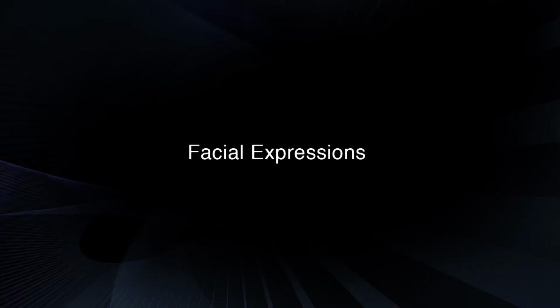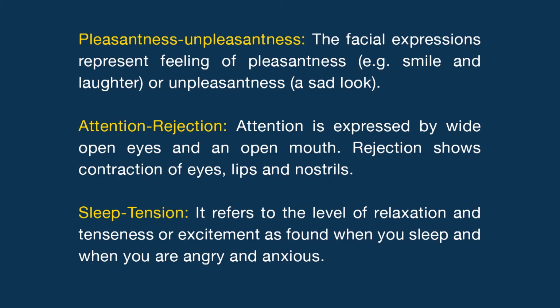Yet another way is using facial expressions. Each emotion has its characteristic facial expression. The eye, nose, lips and forehead twist and twitch and take different shapes. The facial expressions show three dimensions of emotional expression: pleasantness, unpleasantness. The facial expressions represent feeling of pleasantness through smile and laughter, or unpleasantness as in a sad look.